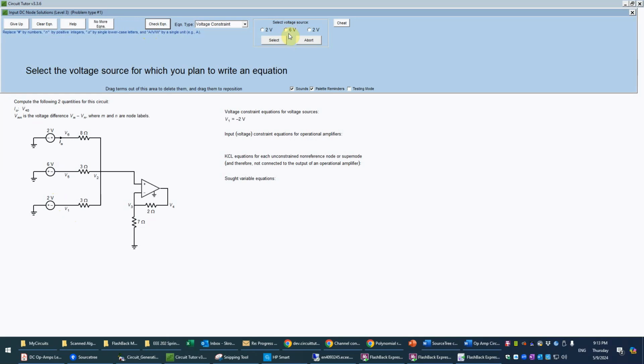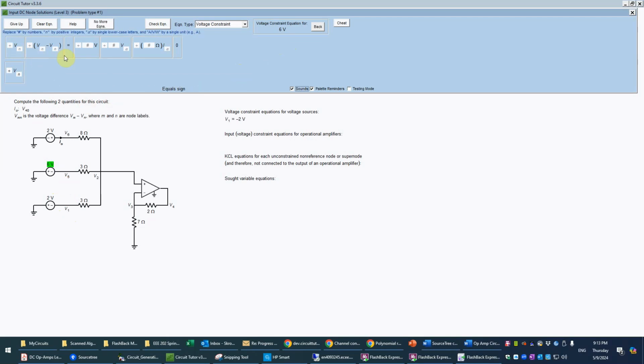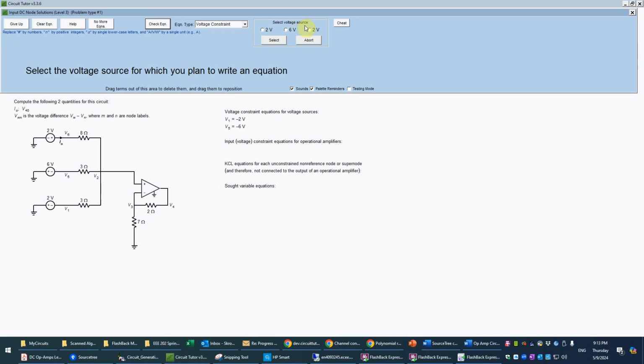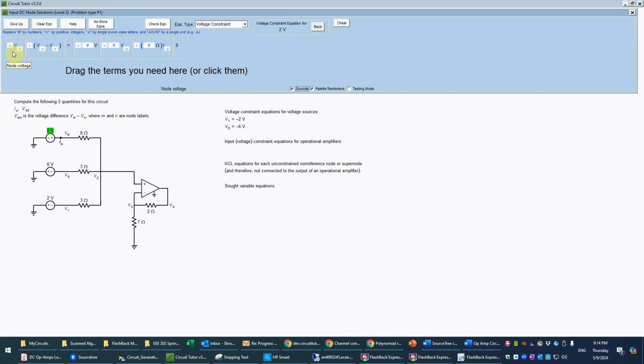And now we'll do a similar thing for the middle 6 volt source here. Select that, and right now it's V5 equals a fixed value. So we'll put in the 5 there, and that's again going to be negative, and in this case a negative 6 volts. So we'll check that. And finally the other 2 volt source on the top here, select that, and now we have V6 is going to be equal to a fixed voltage there, determined by that source.